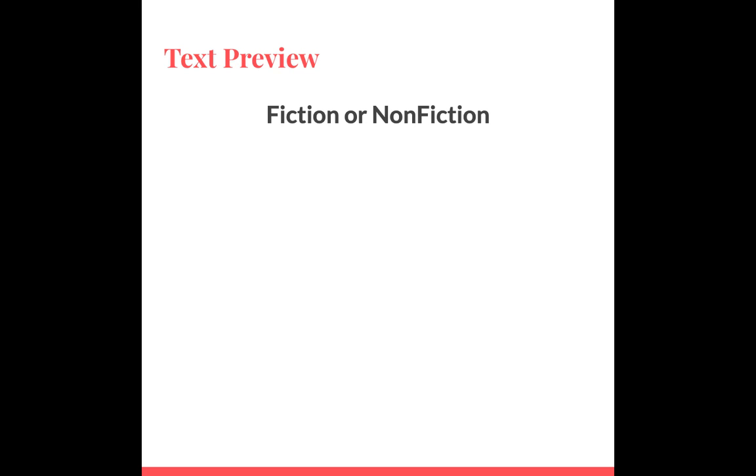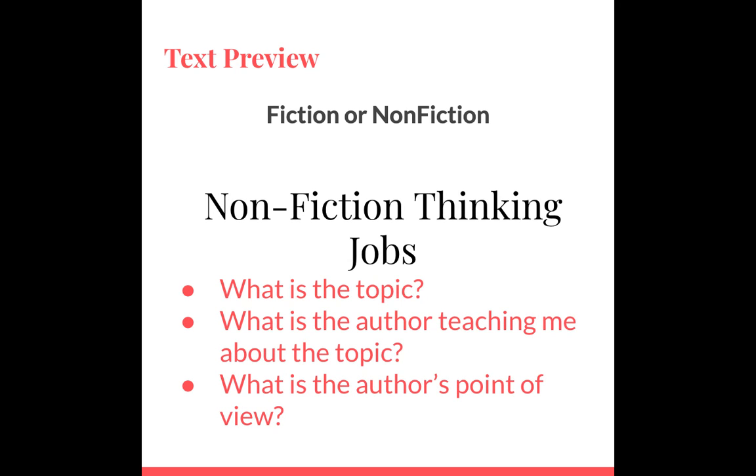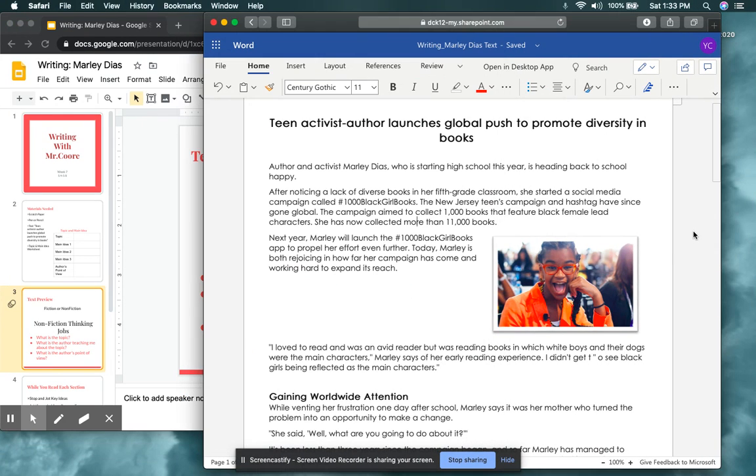For the text, if you've already looked it up, you've already made that decision whether this text is fiction or nonfiction. If you haven't, just look it up really quickly to see whether it's fiction or nonfiction. Okay, by now you've figured out that this text is nonfiction. So for a nonfiction text, you have a couple thinking jobs. The first one: what is the topic? Secondly, what is the author teaching me about the topic? And third, what is the author's point of view? So let's go ahead and take a quick look at the text together as well.